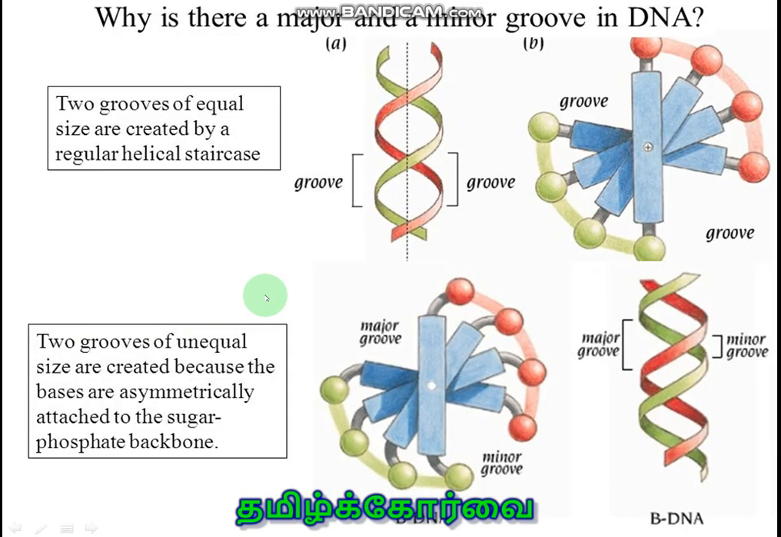Okay, so next one is, if the DNA is having a normal symmetrical regular helical staircase-like structure, then the grooves are equal in size. But in DNA, two grooves of unequal size are created because the bases are asymmetrically attached to the sugar phosphate backbone. Okay, asymmetrical attachment to the sugar phosphate backbone. That is the reason why we get one side minor groove and the other side major groove. You see major and minor grooves in B-DNA.